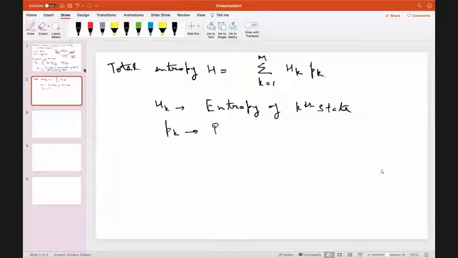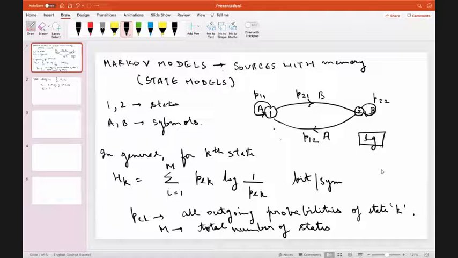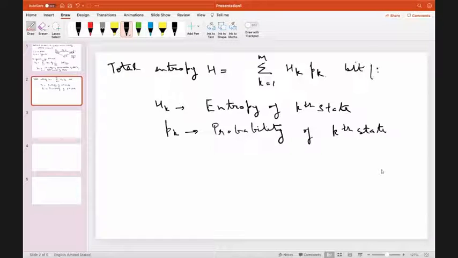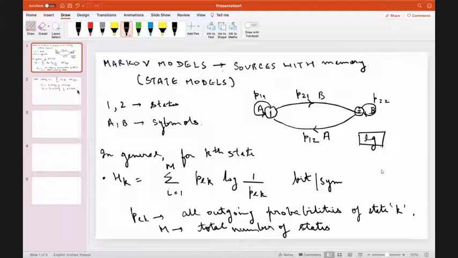Please remember, this probability is different from PLK. PLK is the outgoing probability from one state to another, and Pk is the probability of the kth state. It's like the probability that the state will occur. So this is the total entropy. Of course, the units are bits per symbol. So this is the second quantity of interest to us, and the first quantity of interest was the entropy of the kth state.